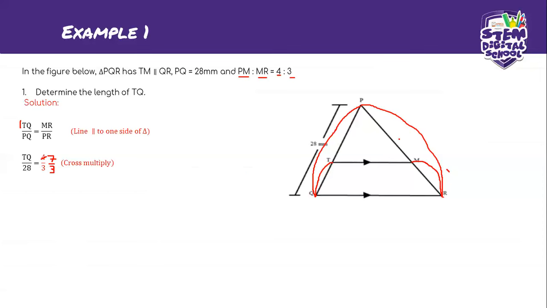Because why 7? Remember, from PM we have 4K, and then from MR it was 3K, right? But we want the whole ratio from P to R. So the whole ratio is equal to 7, right? Now it's equal to 7. And then let's see how much you're going to get.